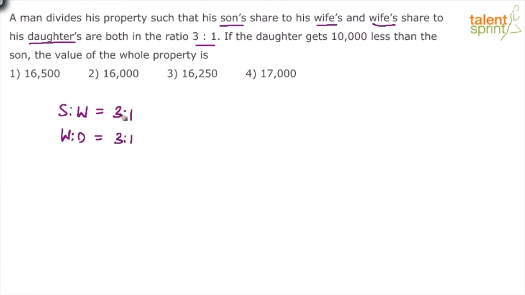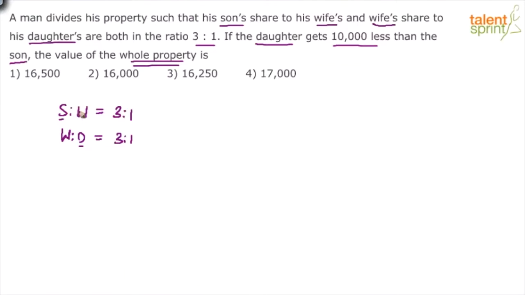Both are 3:1. Now the daughter gets 10,000 less than the son. So the difference between son's share and daughter's share is rupees 10,000. So what is the value of the whole property, right? Now I think for us to find out the value of the whole property, we must first get a consolidated ratio. Here two independent ratios have been given, right? Son by wife and wife by daughter. So let us try and use these two equations to find out the ratio between son, wife and daughter. What can be done? See, if you are smart in calculations, you would know that the ratio is 9:3:1.